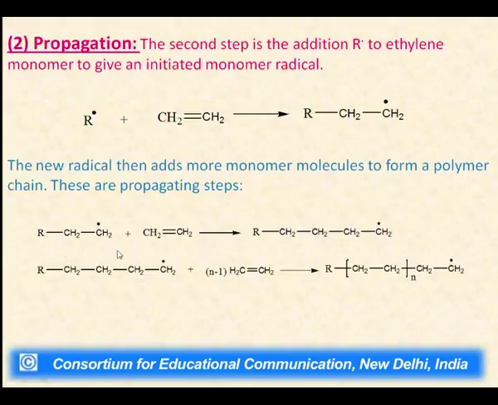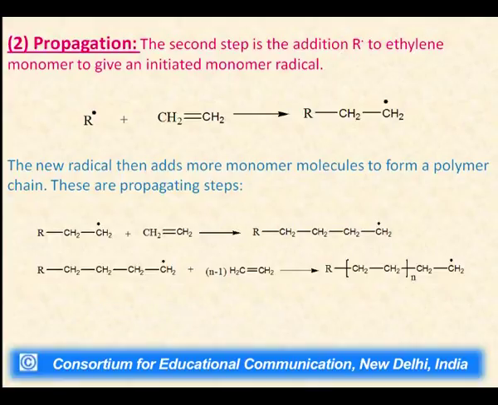This is the initiated monomer radical. It will attack the second mole of ethylene, and then it will grow the chain. Then it will add on to n numbers of ethylene molecules to give a chain of n molecules in the initiated monomer radical chain.